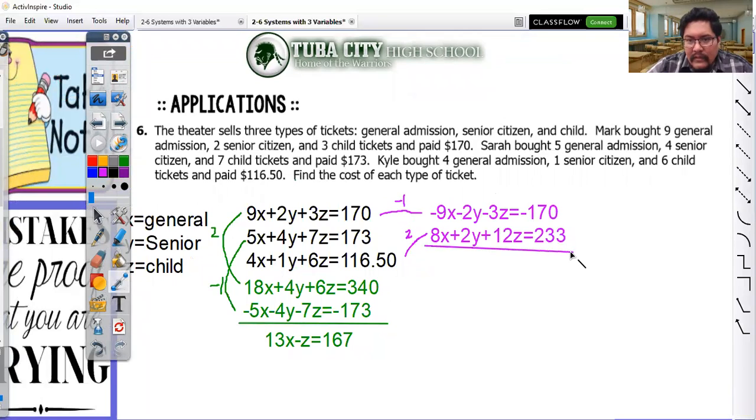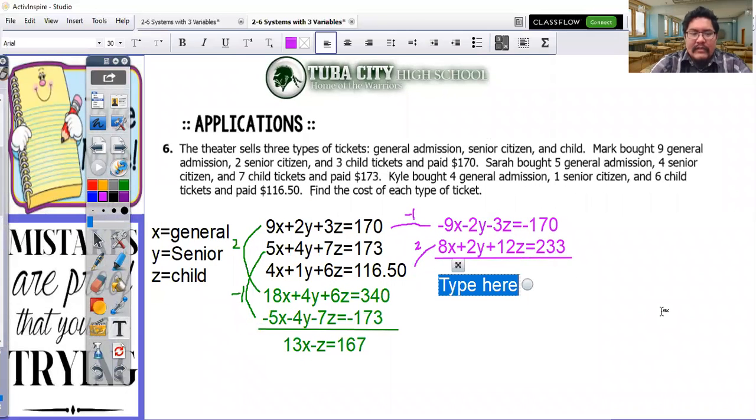All right, so let's go ahead and combine these two now. So this would be negative x. Makes it kind of easy because you want these numbers to be as low as possible. Plus 9z, because y cancels. So I'm looking at 12 minus 3, that would be 9z. And then 233 minus 170, that's going to be 63. All right, not bad.